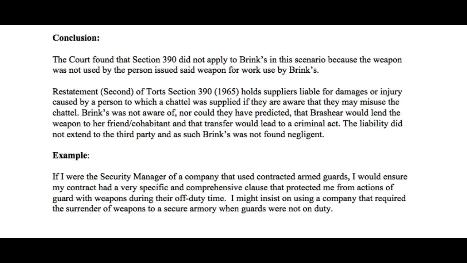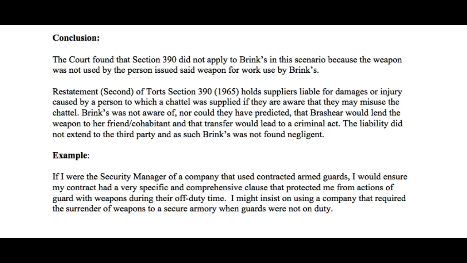Now, Brinks would be very smart to be sure they have a policy in place that says your weapon is your responsibility, and I'm sure they did in this case. But the liability doesn't extend to a third party, and as such, Brinks was not found negligent. This makes perfect sense to me, this case. I think the decision is a very sound one.